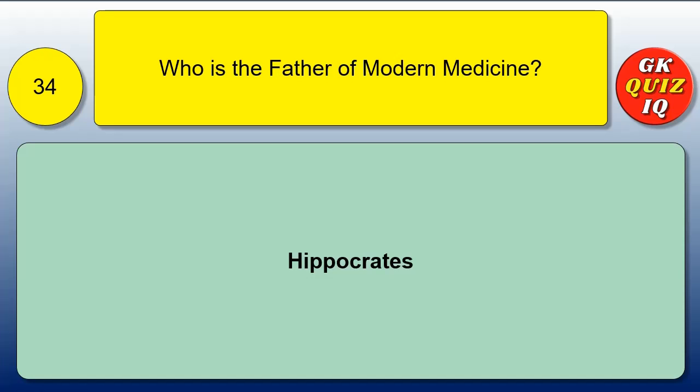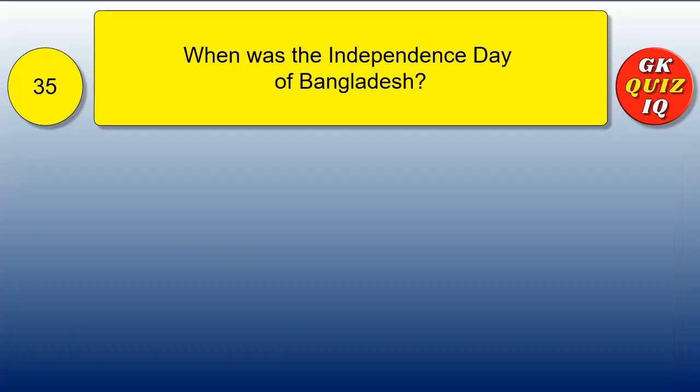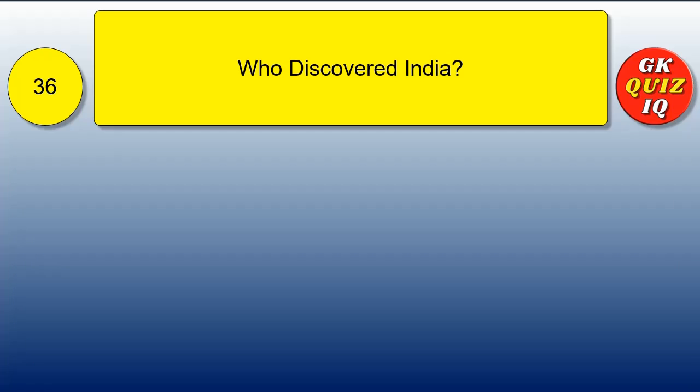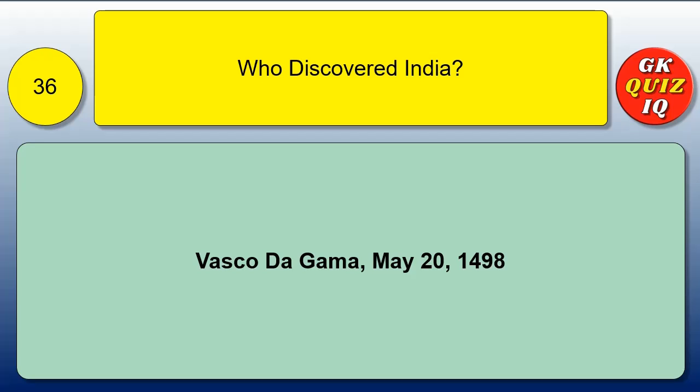Who is the father of modern medicine? Hippocrates. When was the Independence Day of Bangladesh? 26th March 1971. Who discovered India? Vasco da Gama in May 20, 1498.